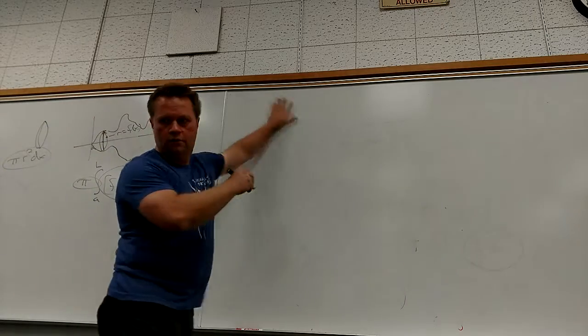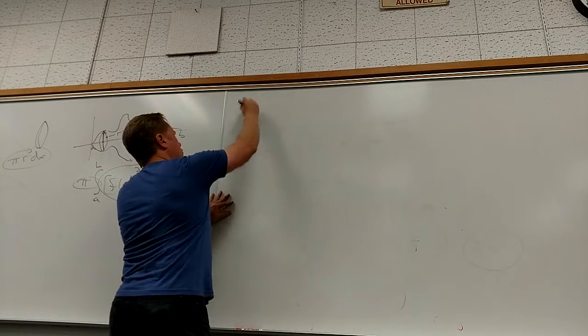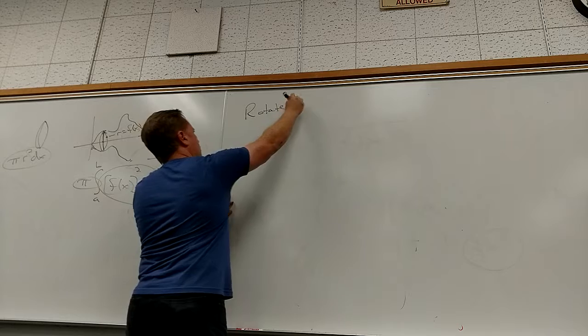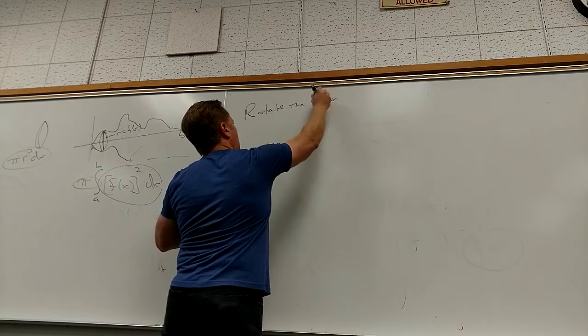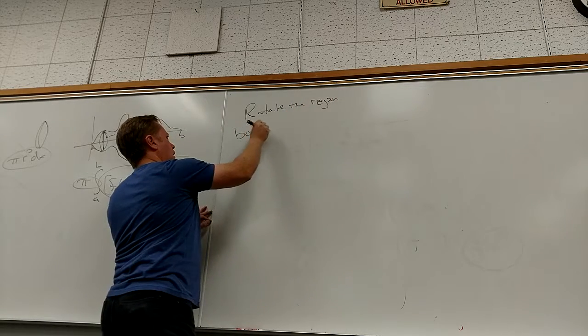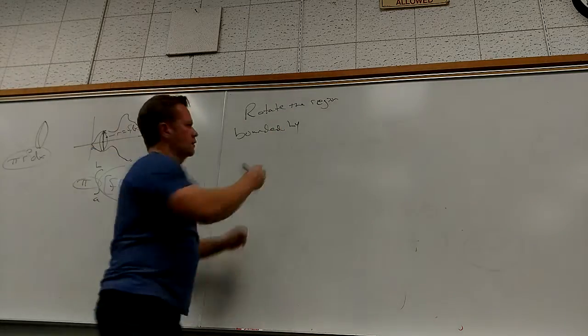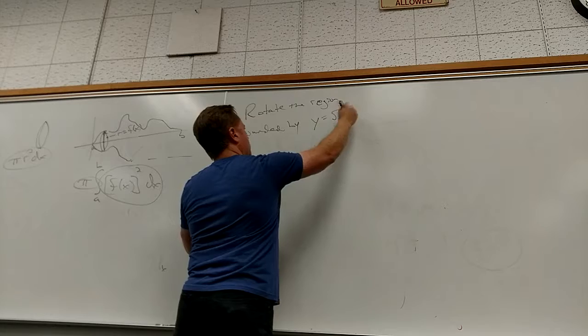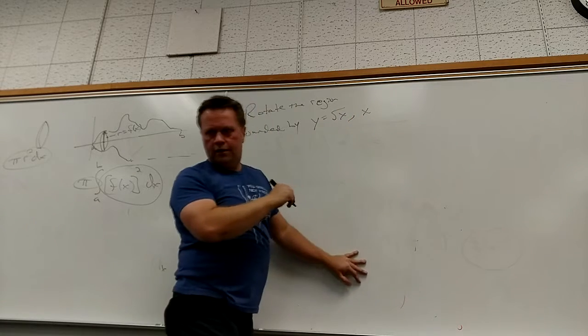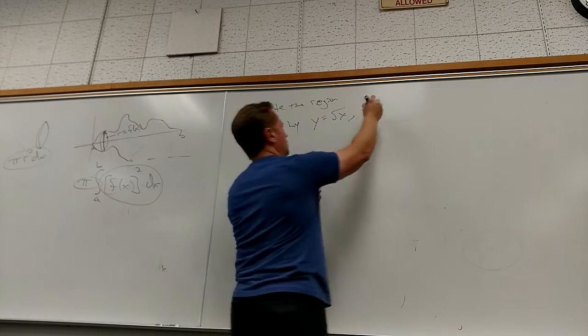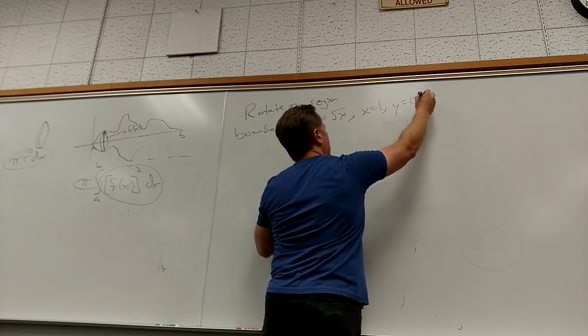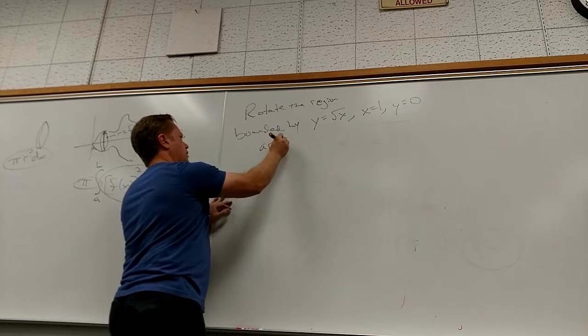Okay. So the region, rotate the region bounded by... What you got, Jeff? Y equals square root of x. X equals 1. Y equals 0. Around the x-axis.